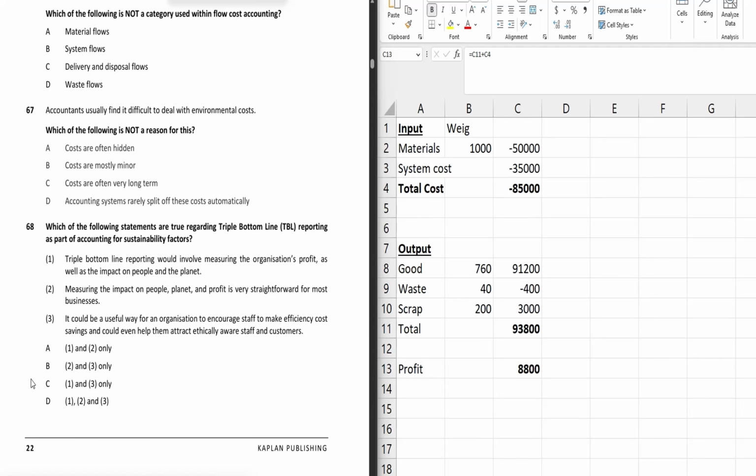Now, second, measuring the impact on people, planet, profit is very straightforward for most businesses. Profit is obviously easy to measure because we have financial figures. But measuring the people and the planet is a very difficult task. How do you put a financial value on employee well-being? How do you measure the effect of pollution on the environment or on the society you are living in? How do you measure the company's social impact? So therefore, it is not straightforward. It is very difficult to quantify and compare.